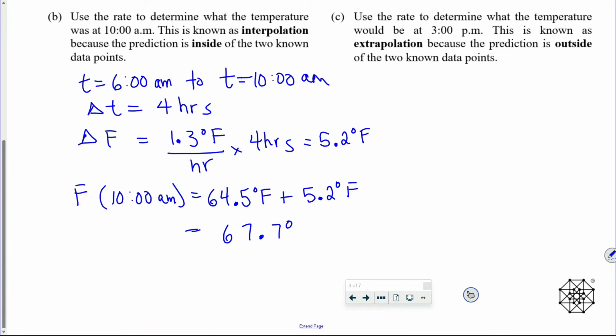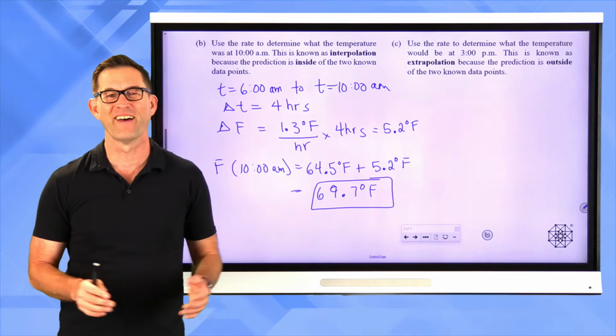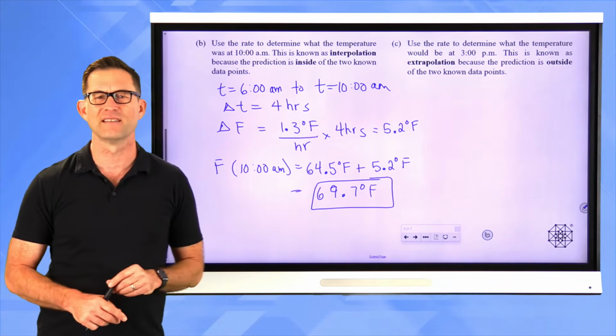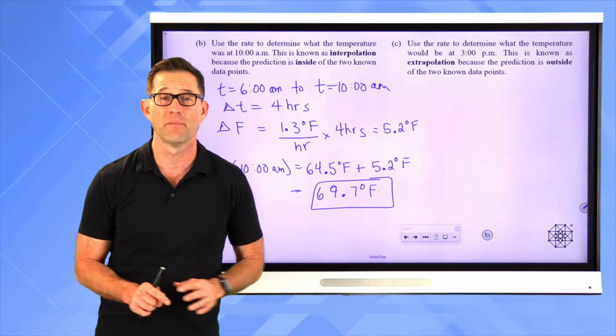And that's going to end up being 67.7 degrees. That's not right. It should be 60, wait. Yeah, that's right. It should be 69.7 degrees Fahrenheit. Sorry about that. Just did my adding a little bit wrong there. That was strange. 64 plus 5 is 69. I just about said 67. Very odd. My apologies for that.